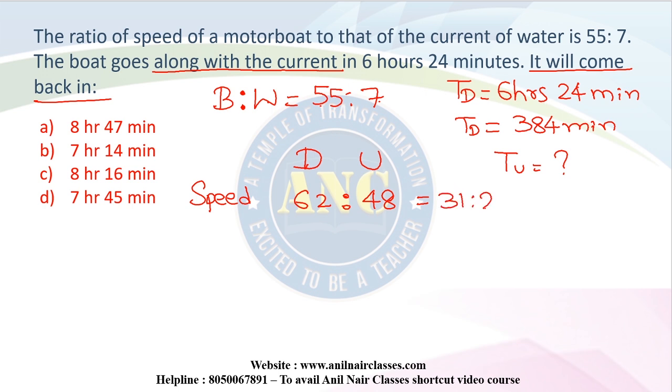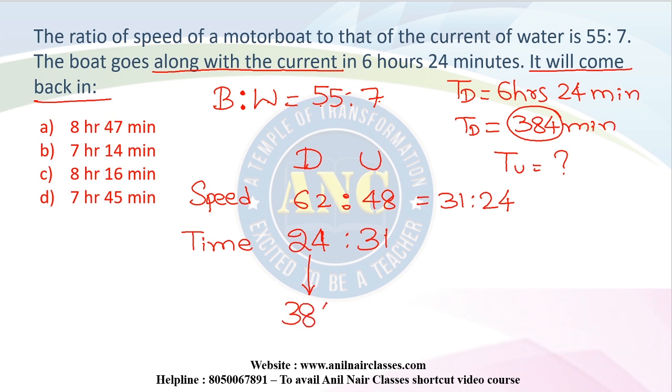It is 31:24. And the distance going from one point to another point and coming back in the reverse direction is constant. If the distance is constant, the time ratio is nothing but the reverse of the speed ratio. It is 24:31. So can I say that downstream time is 24 minutes, upstream time is 31 minutes according to the ratio. But downstream time is not 24 minutes according to the question. Downstream time is 384 minutes.